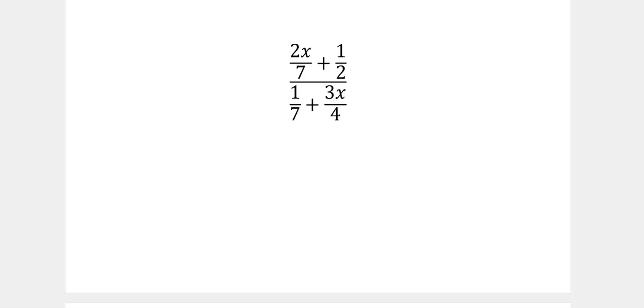We will be using the LCD in order to clear the denominators to simplify this complex fraction. So we still have the same denominators. We have 7, 2, 7, and 4. So our LCD is still 28. So we're going to take 28 and multiply it times each of the terms in both the numerator and the denominator. So that means 4 separate times. And let's watch what happens to each of the terms, right?